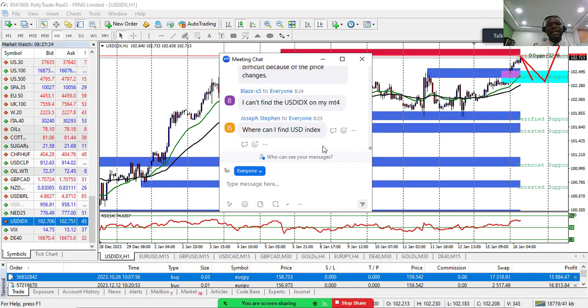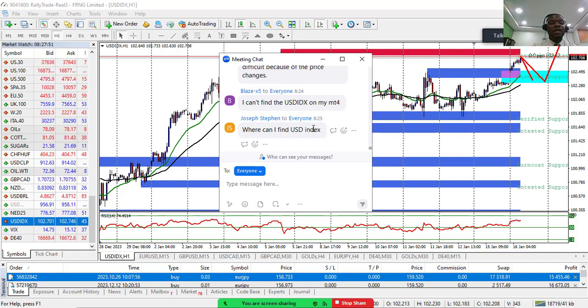Okay, you are asking where can I find USD index? Okay, that means perhaps you may not have been using it before now. So usually, most of the time, you will see it at the bottom part of your market watch. So just go to the bottom part of your market watch. You should be able to see USD IDX. Okay, and that's for you, Mr. Joseph Steven.